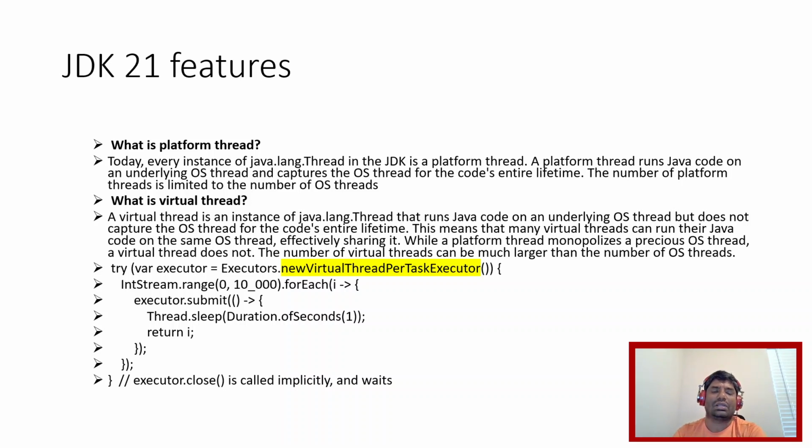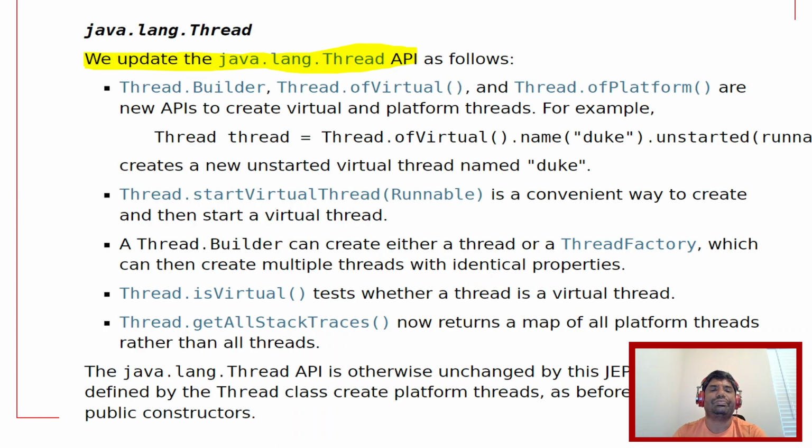But according to the highlighted yellow new virtual thread per task, this is the one which dynamically creates and kills on your native OS thread. So this will be much faster than creating executors with new thread pool, new fixed thread pool, or new cached thread pool, or whatever the syntax is if we use the older versions. So this is how they enhanced the thread class.